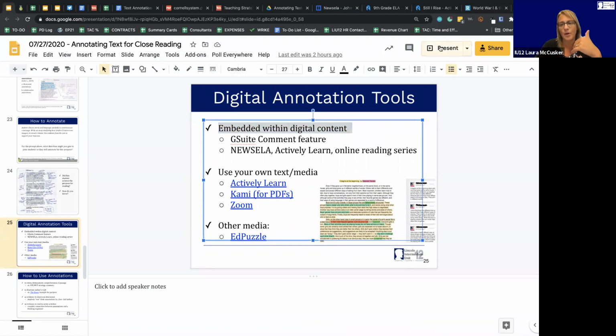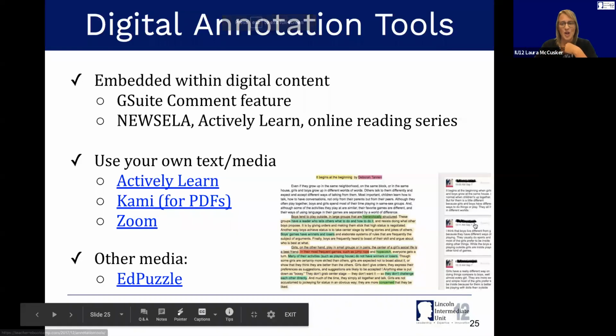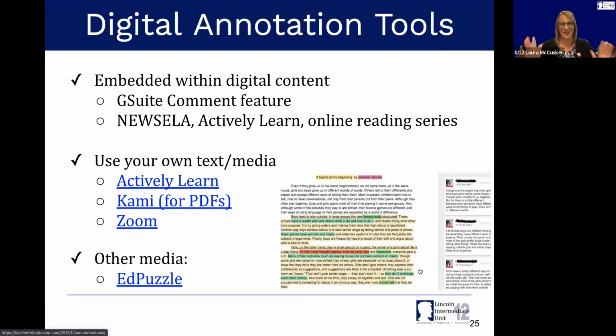For an example, I, as a functioning adult, as a professional, use Google Comments all the time, because that's where I keep my thinking about what it is I'm reading. Here's where I'm using that metacognitive process.